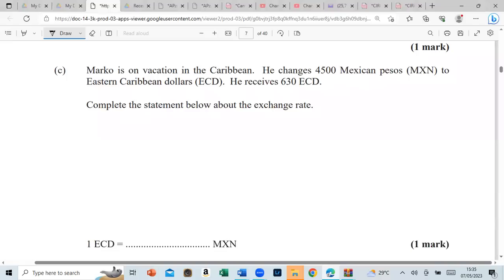They say you must convert one Eastern Caribbean dollar to Mexican pesos. All right, so I'm going to correct the equation. So 4,500 MXN, if you get it from Mexico, that gives us 630 ECD.